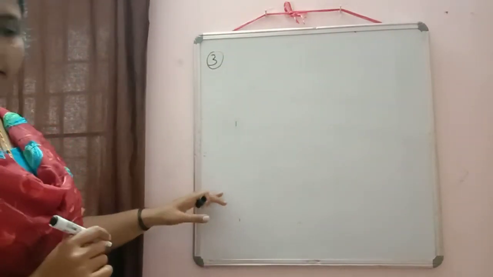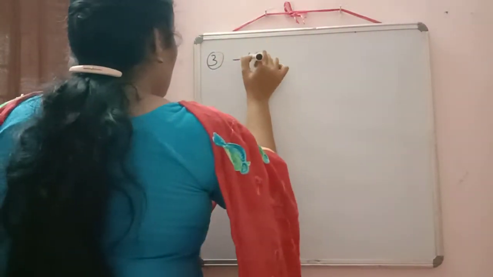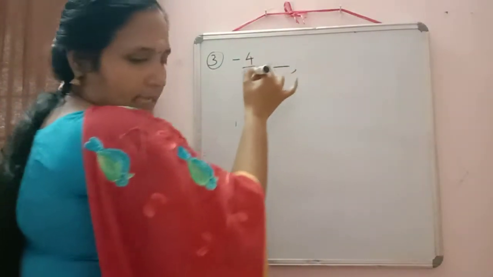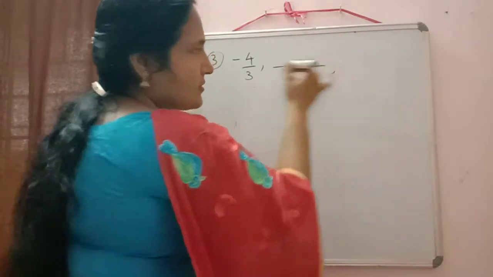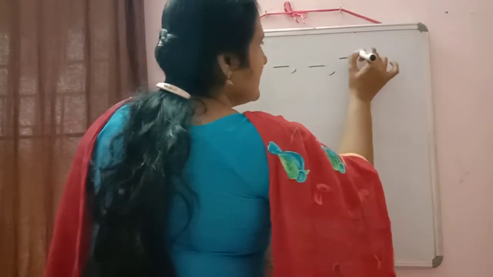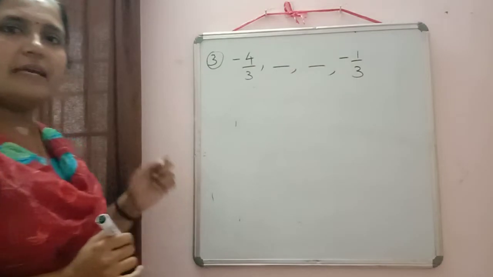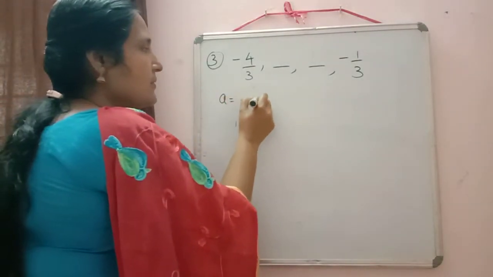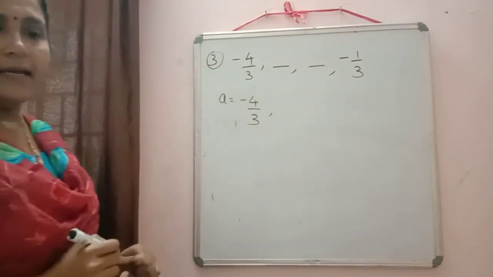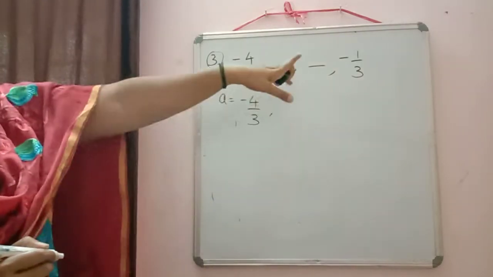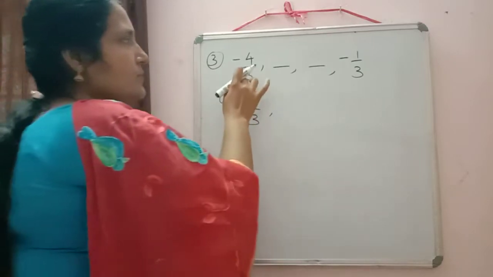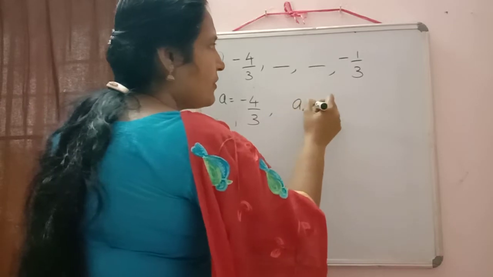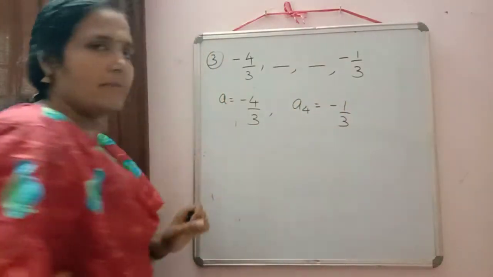Question number 3 is minus 4 by 3. Then the second term is not given, the third term is also not given, and the last term is given as minus 1 by 3. Again we can check what terms are given. We have a is equal to minus 4 by 3, and the last term is the fourth term, so we have a4 is equal to minus 1 by 3.